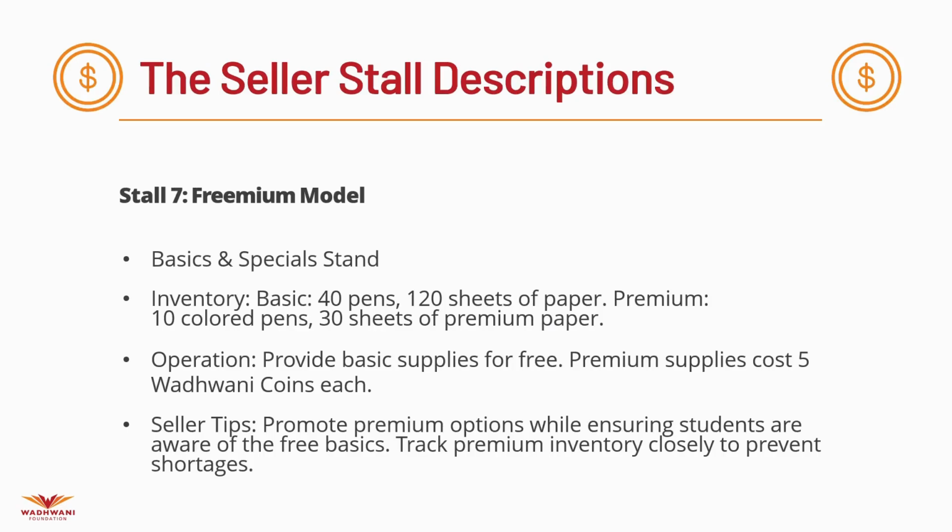Stall 7 is about the freemium model. Basics and Special Stand. Inventory: in the basic, 40 pens and 100 sheets of paper; in the premium, 10 colored pens and 30 sheets of premium paper. The operation is to provide basic supplies for free. Premium supplies cost 1 coin each. The seller tips: promote premium options while ensuring students are aware of the free basics. Track premium inventory closely to prevent shortage.